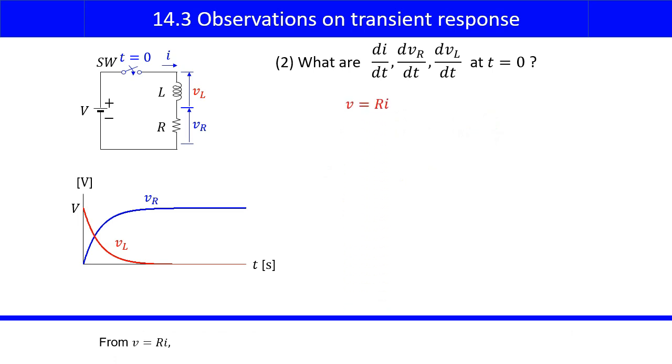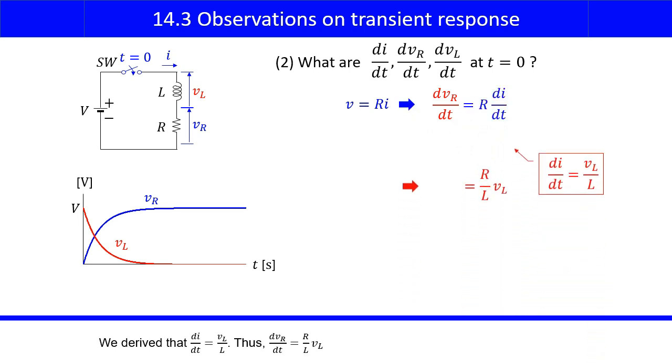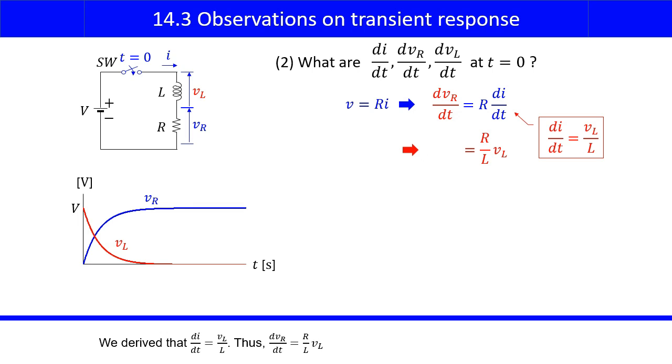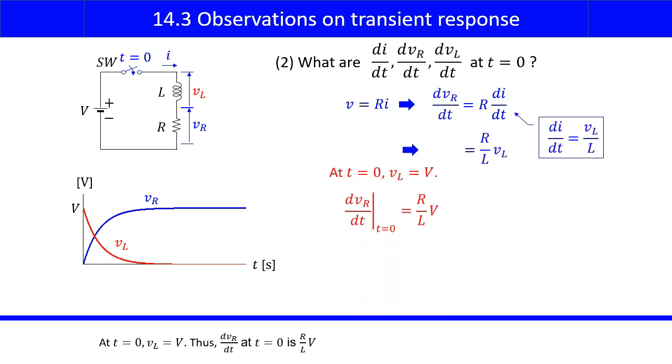From VR equals Ri, dVR dt equals R di dt. We derived that di dt equals VL over L. Thus dVR dt equals R over L times VL. At t equals 0, VL equals V. Thus, dVR dt at t equals 0 is R over L times V.